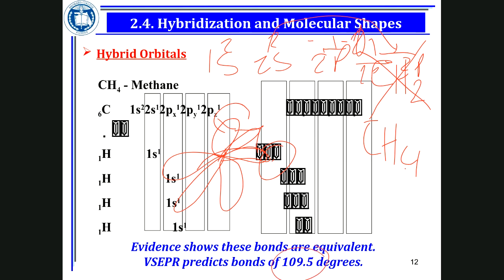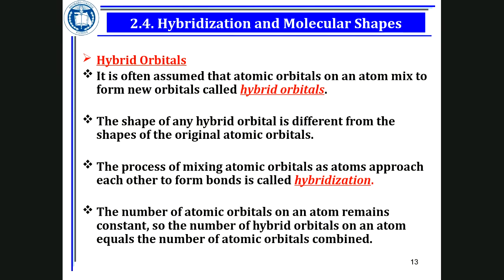So hybridization basically solved two problems. One, the number of orbitals with single electrons that are ready to form bonds, and two, the shape of the molecule, which is tetrahedral, and the bond angle was justified to be 109. Questions?